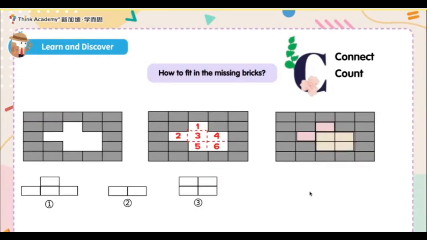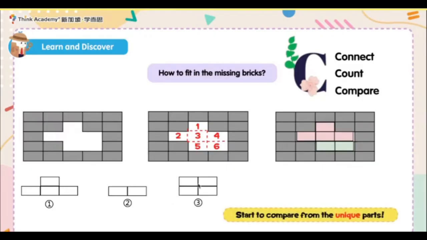Cannot, right? Okay, so we can see after we do the compare, we can figure out the first one and the second one should be correct. Okay, good job, everyone. We can see if we got this kind of question, we just start to compare from the unit parts and the big C method. Let's repeat together.